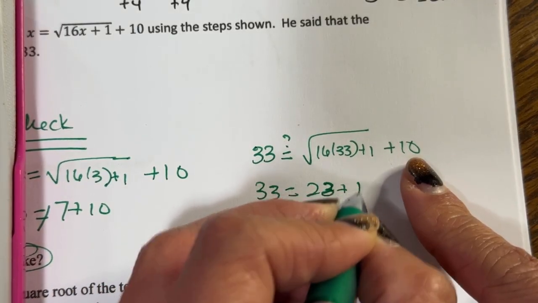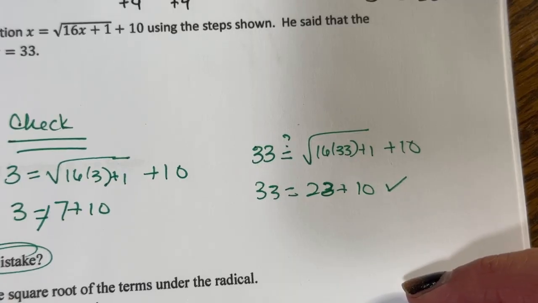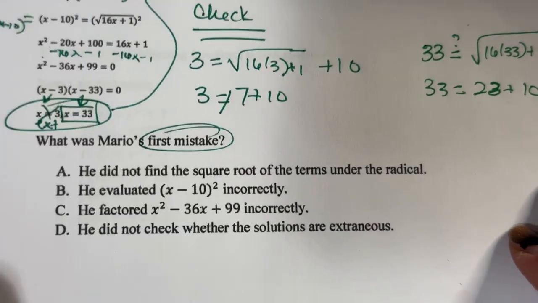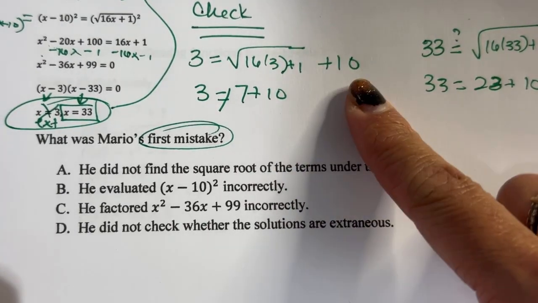Oops, 23 plus 10. So this one checks out. So x equals 33 is indeed the actual solution. So let's figure out, where was his first mistake? Well, remember, his only mistake, he did the whole problem correctly. He just didn't check it.